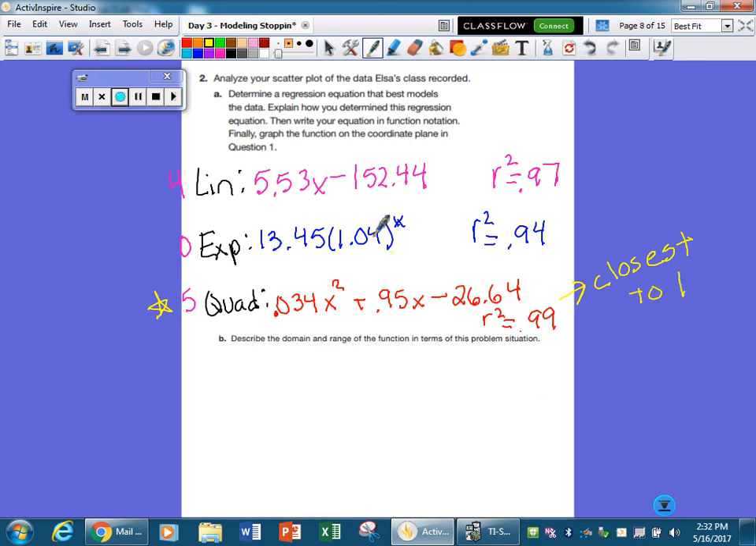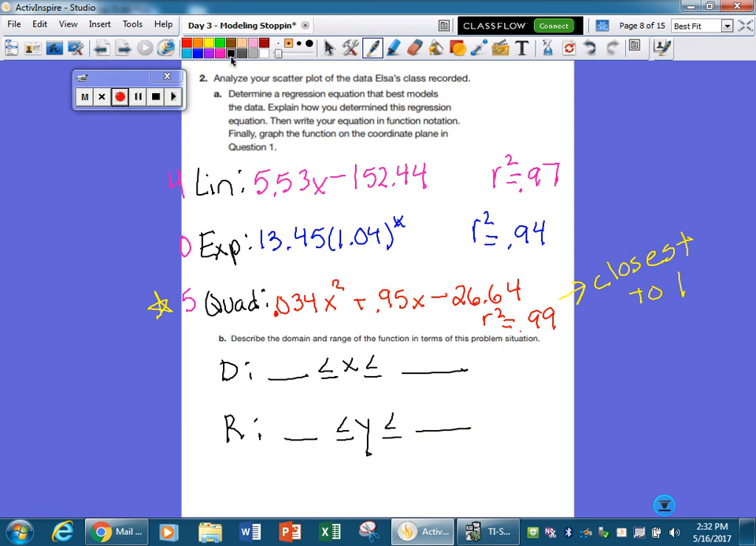And there we go. So that's what you're going to do. Now, B, describe the domain and range, and we've done this a lot so far. So we have our domain, and it's going to be blank is less than or equal to x, which is less than or equal to blank, and then our range is going to be blank is less than or equal to y, which is less than or equal to blank.